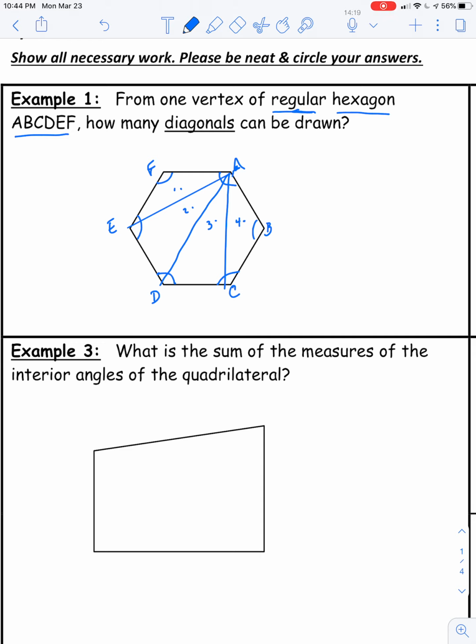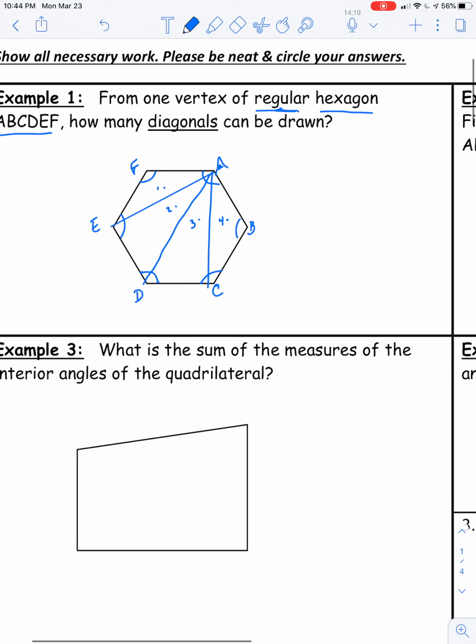Well, first of all, we have 180 degrees in each one of our triangles, and I have 4 triangles. So if I multiply that, I'm going to get 720 degrees. So the sum of the measures of my angles inside my regular hexagon total 720 degrees, always.